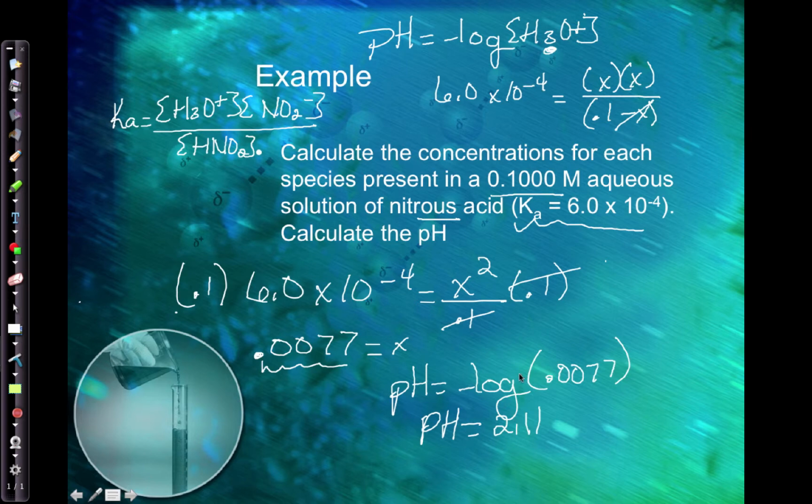All right, so I have my pH now, and now if I wanted to calculate the concentrations for each species present, well, I know hydronium is 0.0077. I know that my conjugate base is equal to that also. And then for my weak acid, it would just be 0.1 minus 0.0077, which would be very close to 0.1.